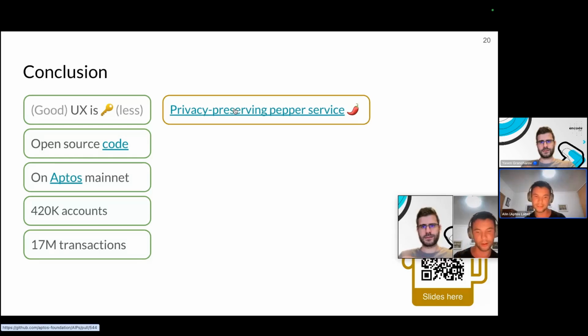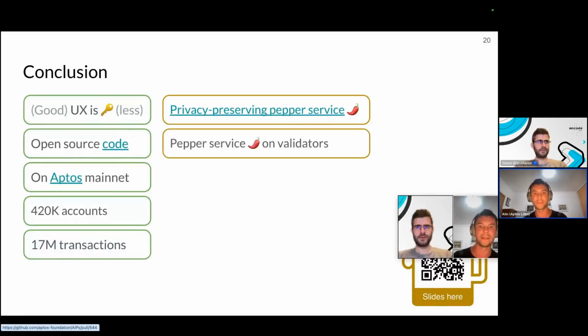If you recall, the user has to authenticate themselves to the Pepper service in order to get their Pepper using a JWT, and so the Pepper service actually learns who the user is. But once again, there's a hope to use zero-knowledge proofs to avoid this. And we have some ideas about that. You can click on this link.